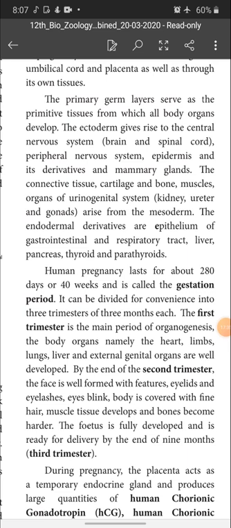By the end of the second trimester, the face is well formed with features, eyelids and eyelashes, the eyes blink, the body is covered with fine hair, muscle tissue develops and bones become harder. These are the changes in the second trimester. What are the developments in the third trimester? The fetus is fully developed and is ready for delivery by the end of 9 months, that is the third trimester.